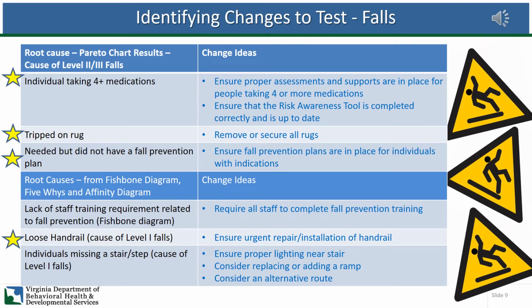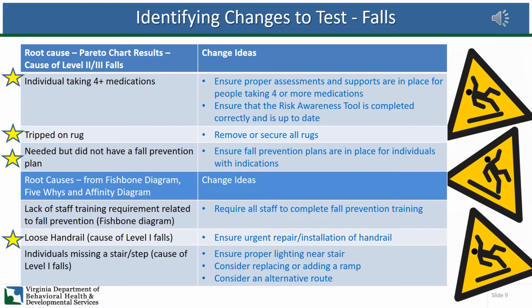On this slide, we're looking back over our example on preventing falls to look at all of the root causes that were identified in that process. So those listed at the top were those identified as the most common or frequent causes of level 2 and level 3 falls from our Pareto chart. And we've used each one to identify some potential change ideas or solutions to try using the Plan, Do, Study, Act cycle. So those are listed on the right-hand side.